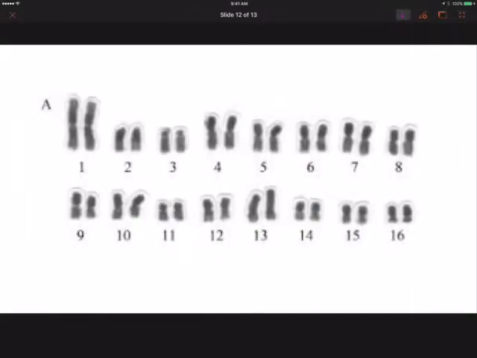Here's another karyotype. This karyotype only has 16 pairs, so I know it's not a human, and I know by doing some math that it has 32 chromosomes. So if I count them up, 1, 2, 3, 4, 5, 6, I would count up 32 chromosomes in 16 pairs.